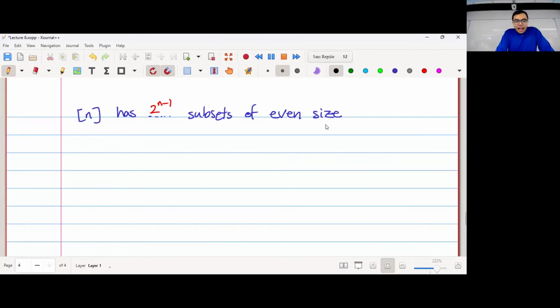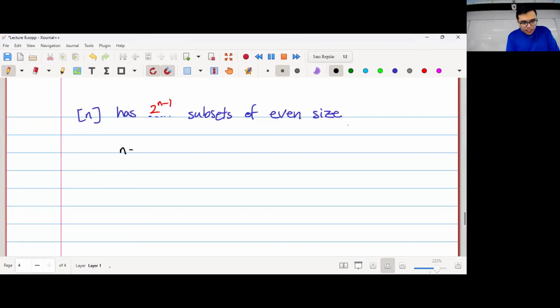So I have the numbers from 1 to n, and I want to look at all the subsets of these numbers that have an even number of elements in them. Now, again, let's look at what happens when I write these subsets as sequences of zeros and ones. So every subset is a sequence of zeros and ones of length n, right? But what does it mean when I say I want my subset to have even size? It means that the number of ones has to be even, right?